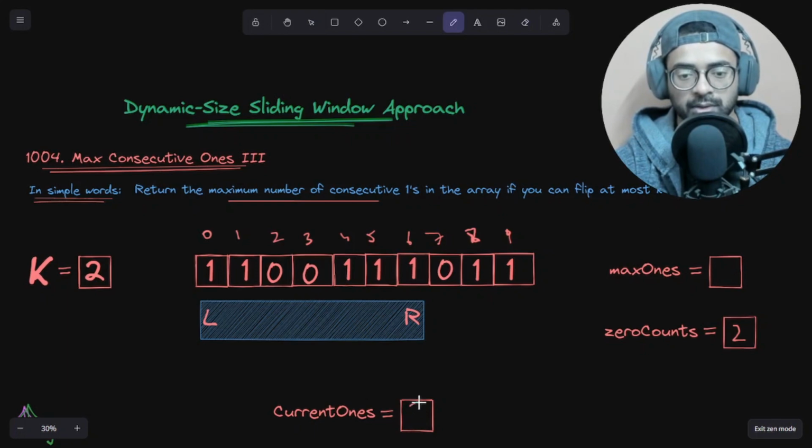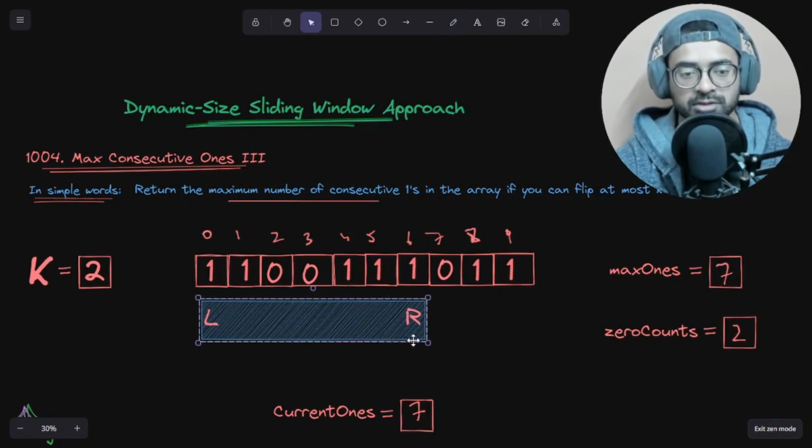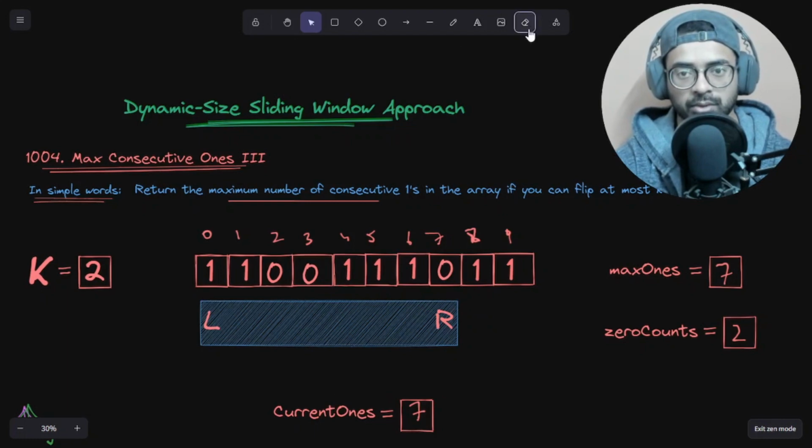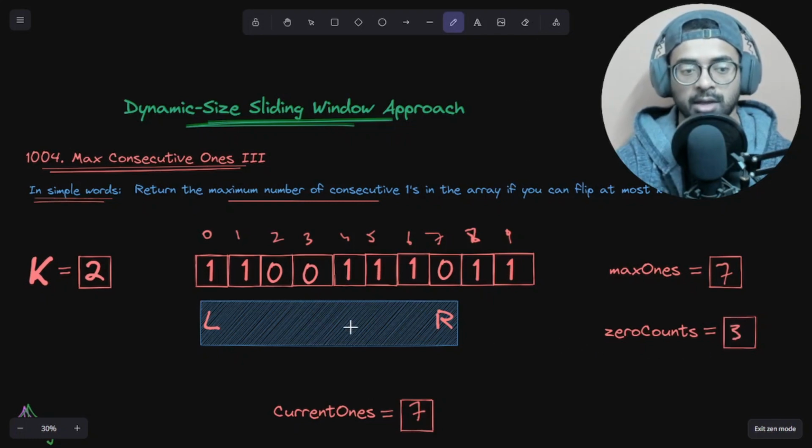So current one is 7 and max one is 7. Okay, now the game will change. When I expand this sliding window, right has found 0. Now we are going to change the 0 count, and the count will become 3. 3 is greater than 2. Okay, now our sliding window will get affected.